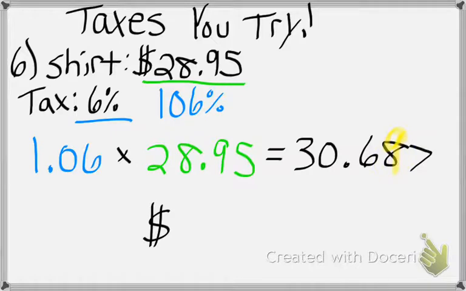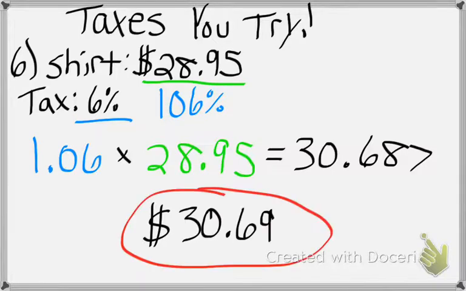So our final answer is $30.69. That is what we're going to end up with. So the total cost of our shirt, including tax, is $30.69.